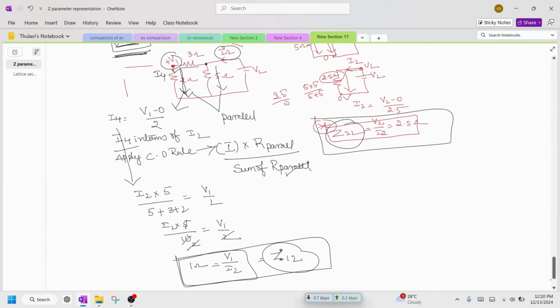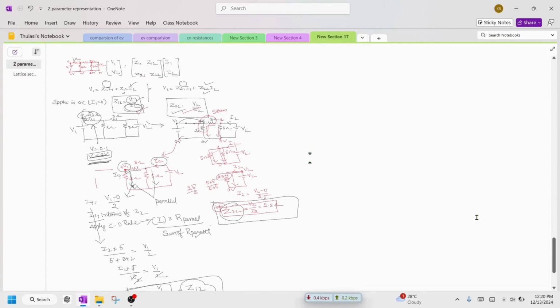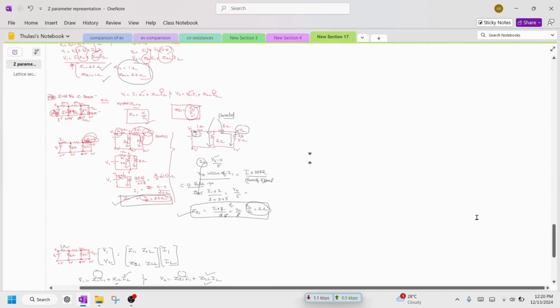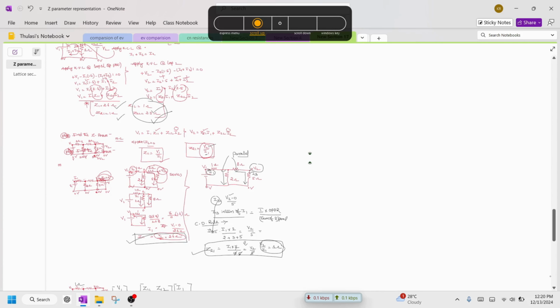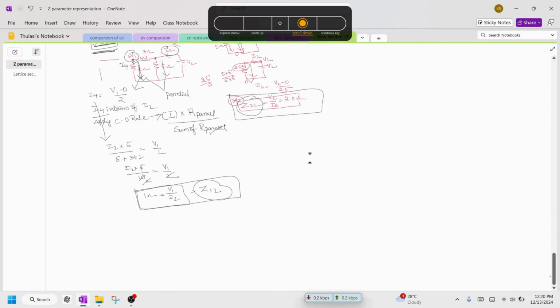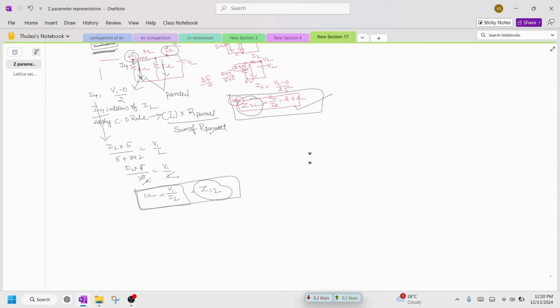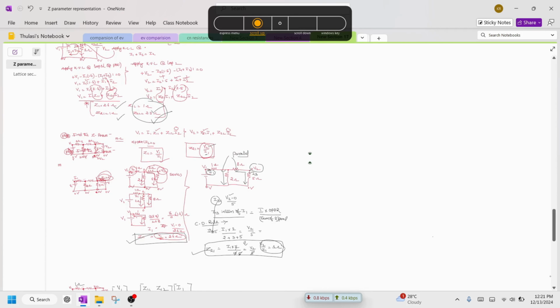This is also a good method but a time-taking process. What I have shown is a very simple method, but you need to convert the delta to star. Now let's verify the values of Z22 and Z12 with the already obtained values. You see here Z22 is 2.5, Z12 is 1 ohm. That's how we have found those values by this procedure.